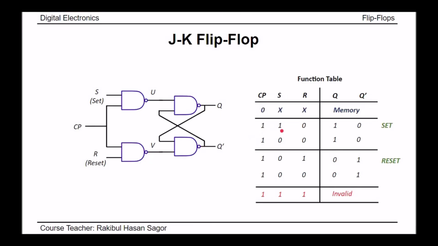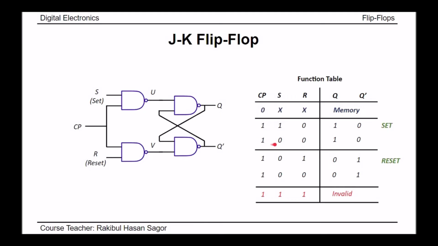So what is the value of S? S equal to 1 and R equal to 0. We are considering this S equal to 1, R equal to 0. So S equal to 1 and clock pulse 1 will give us U equal to 0 and V equal to 1. So U equal to 0, V equal to 1 means circuit is set. Set means Q equal to 1 and Q prime is 0.